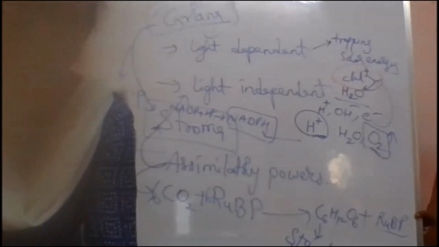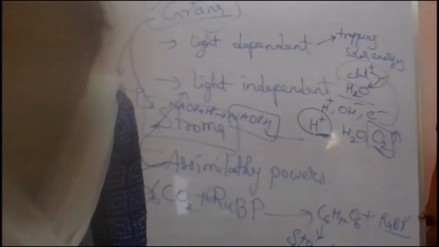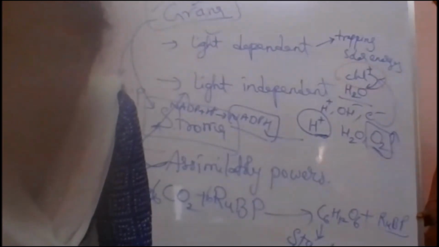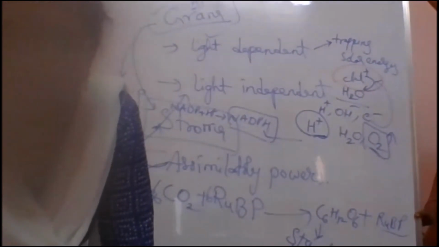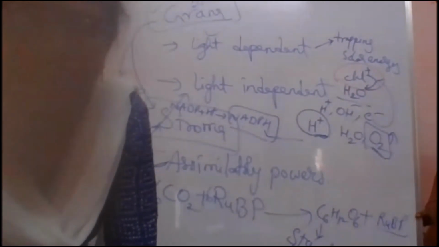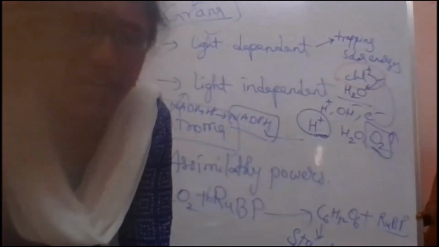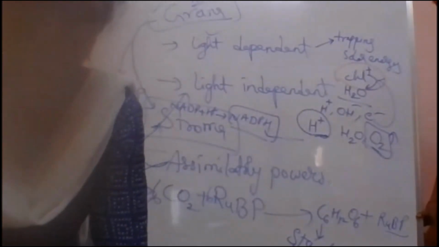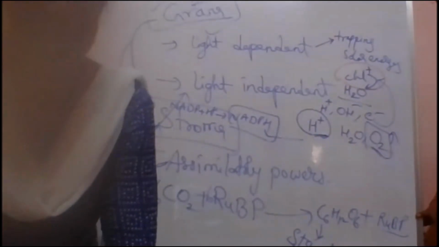Madam, don't complicate it. Raghava is asking, does the light phase occur in the thylakoid membrane or intergrana? Light phase, what? Thylakoid membranes are a part of grana. What are the grana? Thylakoid membranes only.